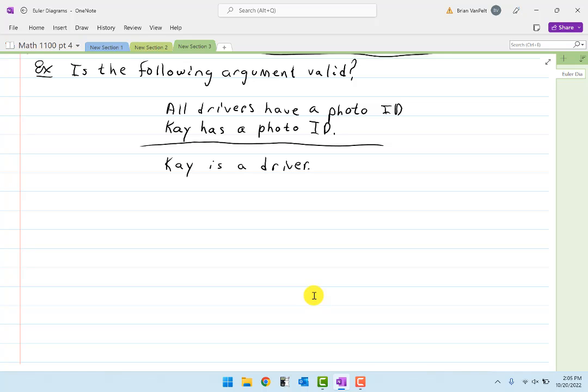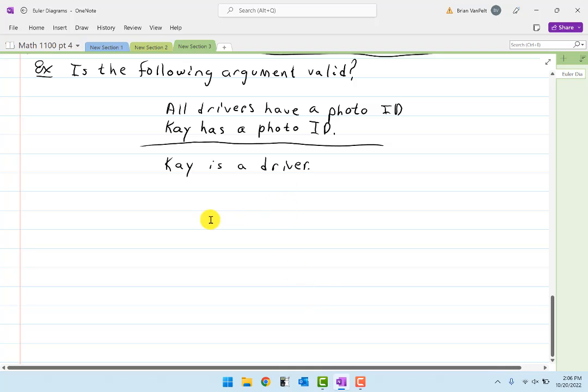Hopefully you're starting to see a little bit of a pattern here. All we know about K is that she has a photo ID. The first line of the premises doesn't talk about everybody with photo IDs. It's talking about all drivers, and that's not necessarily referring to K. There's no indication in these two things that K drives anything. So this is an invalid argument.